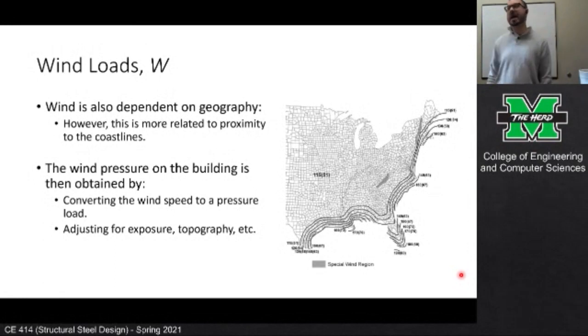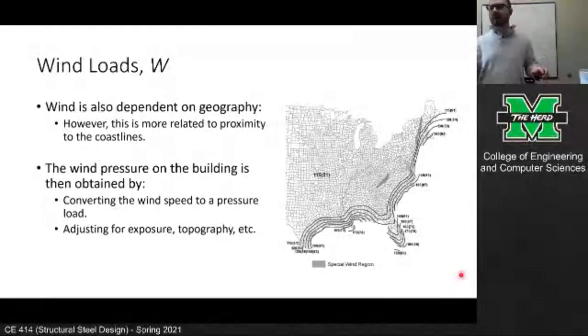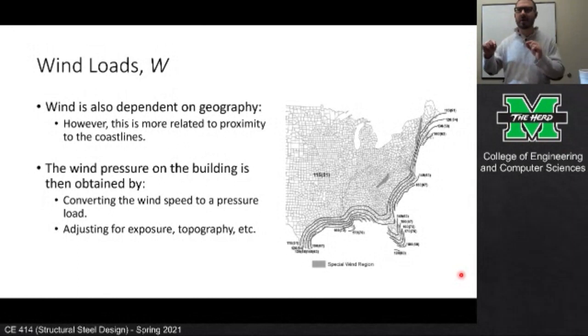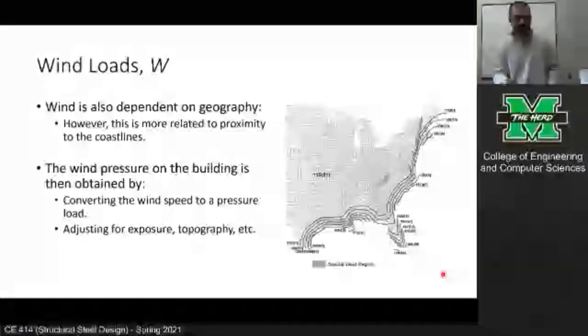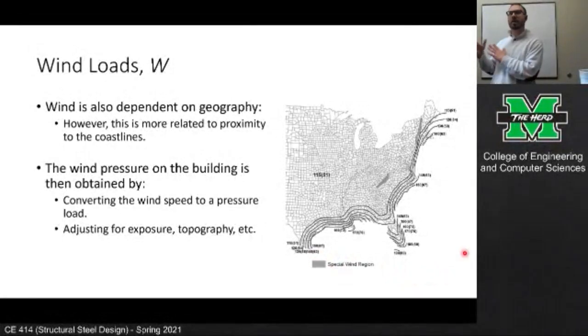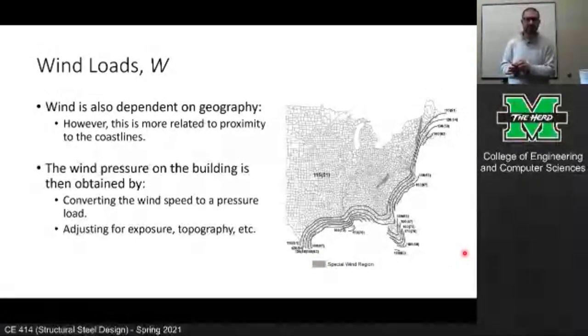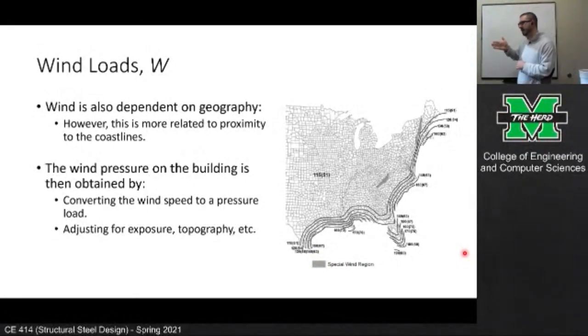Yeah. Now I don't know who mentioned mountains, but there actually are some regions in the United States where you can have some wind speed up effects. There are these special wind regions. I don't know if you see that little gray shaded region right here, but there you can have some wind speed up effects based on various topography, but the wind speeds will become higher near the coast because of hurricanes.